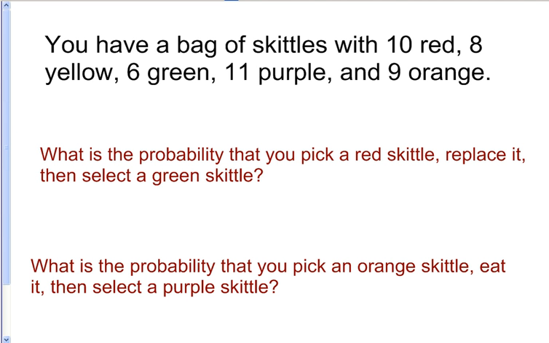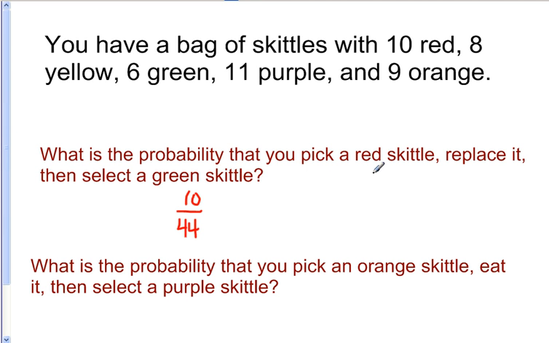So you have a bag of Skittles with 10 red, 8 yellow, 6 green, 11 purple, and 9 orange. What's the probability that you pick a red Skittle, replace it, so you put it back, and then select a green Skittle? So the probability of selecting a red Skittle would be, there are 10 reds, so 10 out of the total. So 10 plus 8 plus 6, we're up to 24, plus 11 plus 9, that's 20 more, so that would be 10 out of 44. And I just want to double check that. 10, 8, 6, 24, yep, 44.